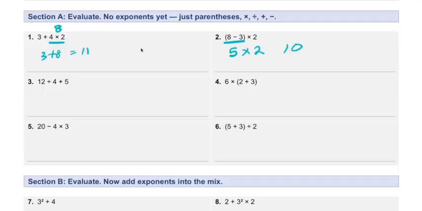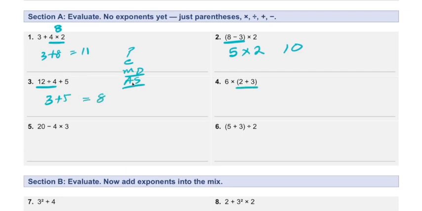Moving along, we want to divide first, right? PEMDAS. And I like to write it like this because, as it says up there, multiply and divide, add, subtract, same thing, just go left to right. So we're going to multiply first. Sorry, we're going to divide first. 12 divided by 4 is 3. 3 plus 5 is 8.